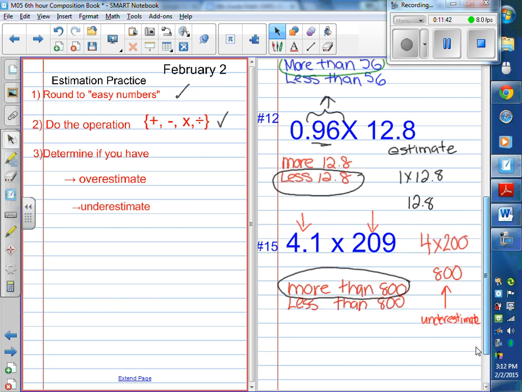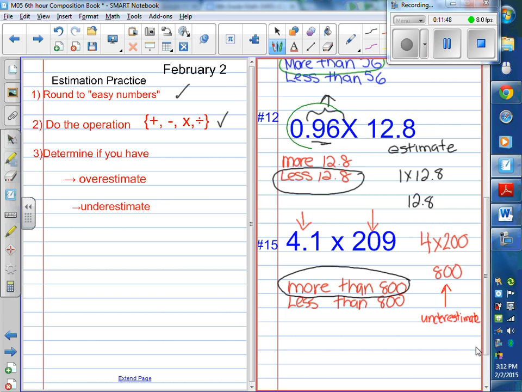Okay, that's a good thing to point out. Whenever you take a number less than 1, like this is less than 1, whatever you're multiplying it by is going to get smaller. That's another way to think of it, which is also really important to think about. Okay, I'm going to stop that there.